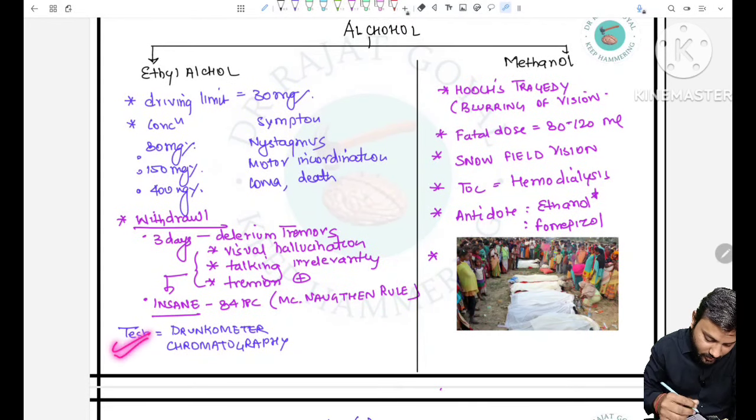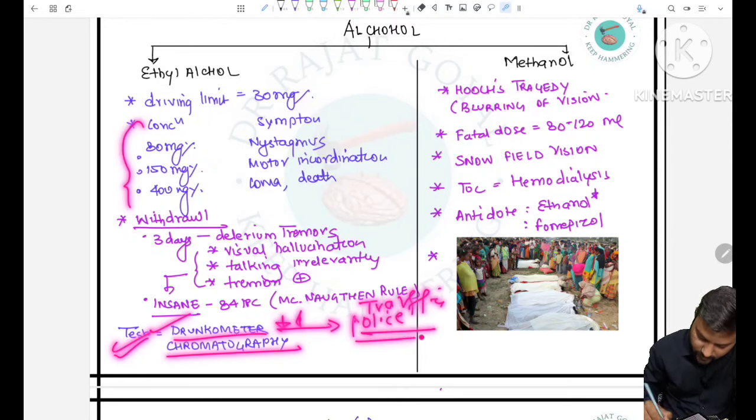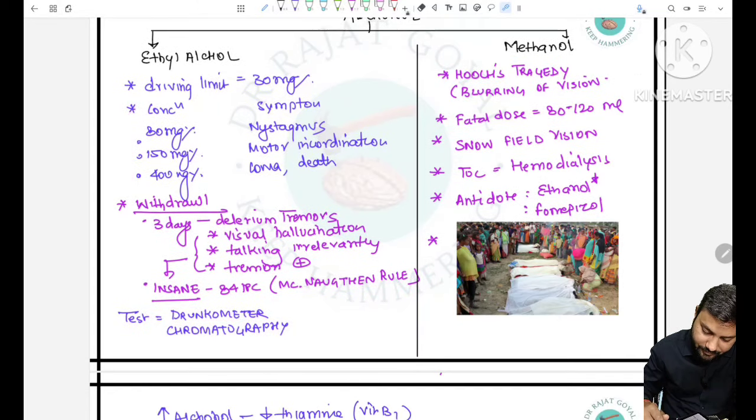And the test we can do for checking the concentration will be drunkometer or chromatography. So drunkometer is used by the police, commonly the traffic police.